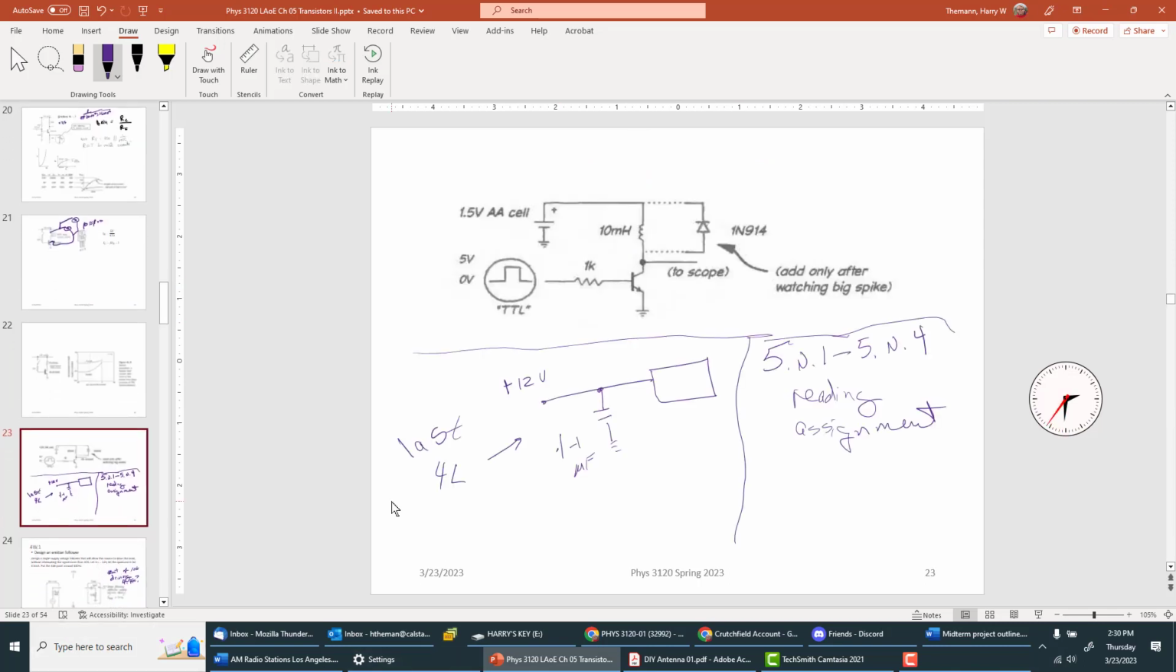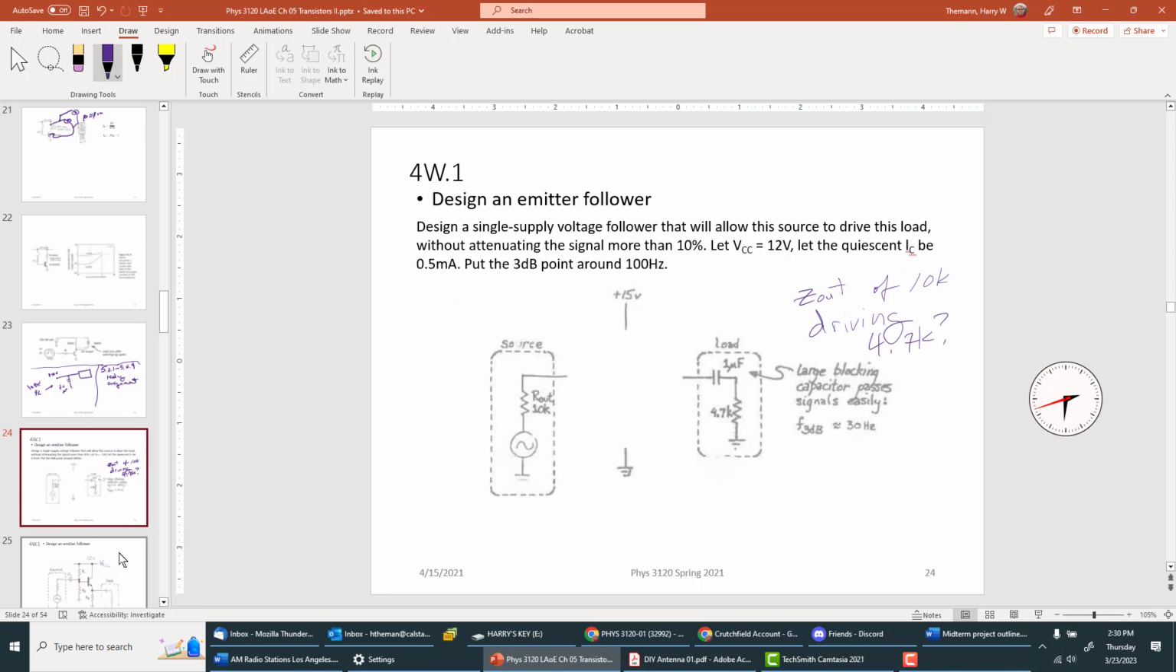And what's this one? Oh yeah, this is where you use a battery and then add the diode. Okay, so I wanted to go over this example. You're told that you want to make an emitter follower. You're only allowed to use a single voltage, and you want to drive a 4.7K load. If you set up the blocking capacitor properly, then that isn't a part of the load.